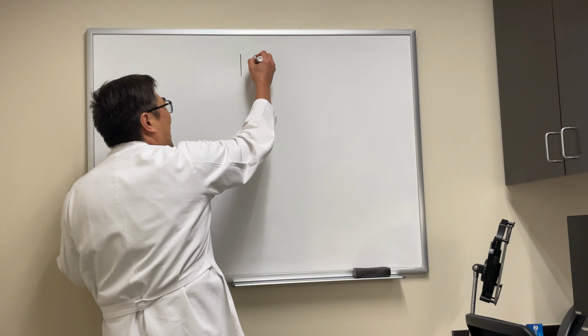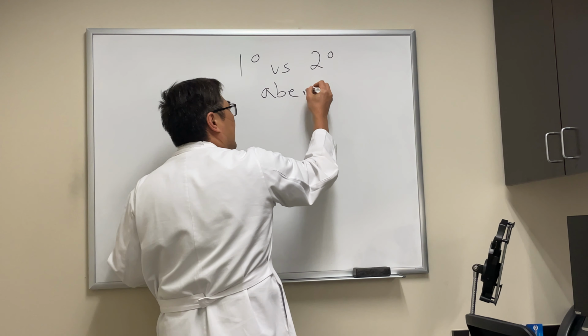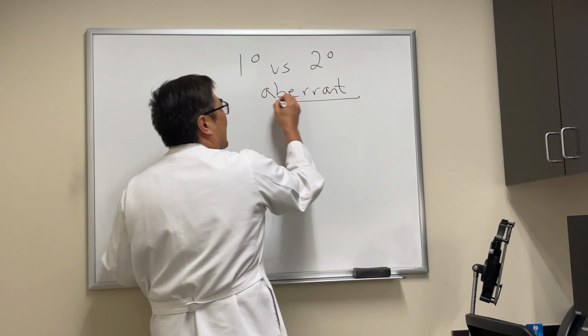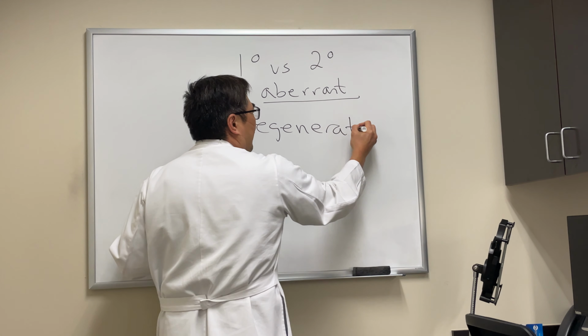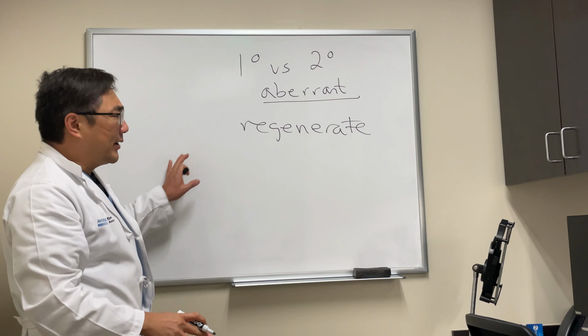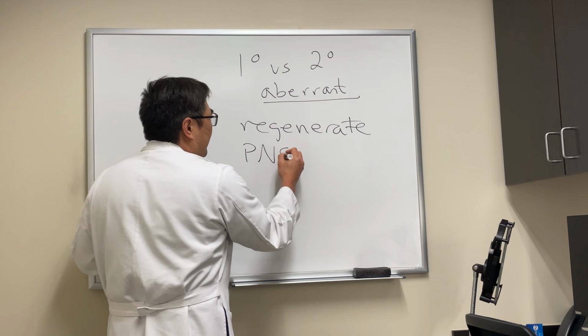So we're going to be talking about primary versus secondary aberrant regeneration. And what this means is peripheral nerves can regenerate. Even though the central nervous system has some limited capacity to regenerate, really it doesn't do a very good job of it. So this is peripheral nervous system regeneration.